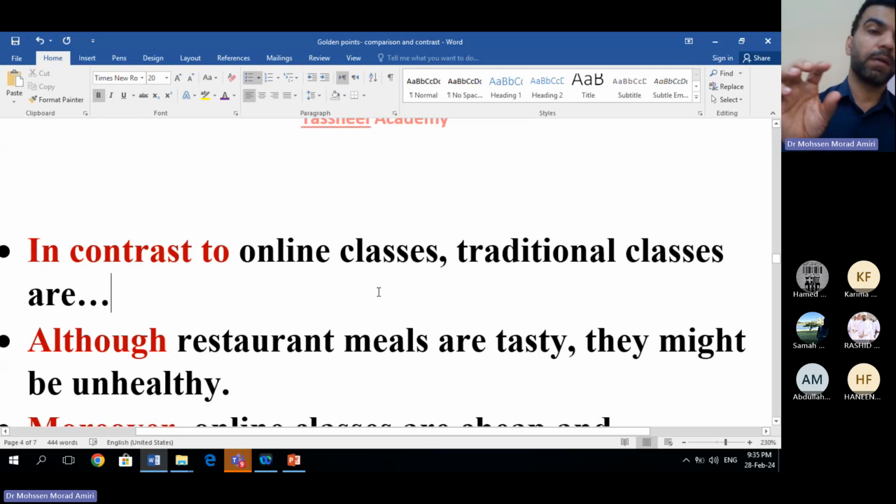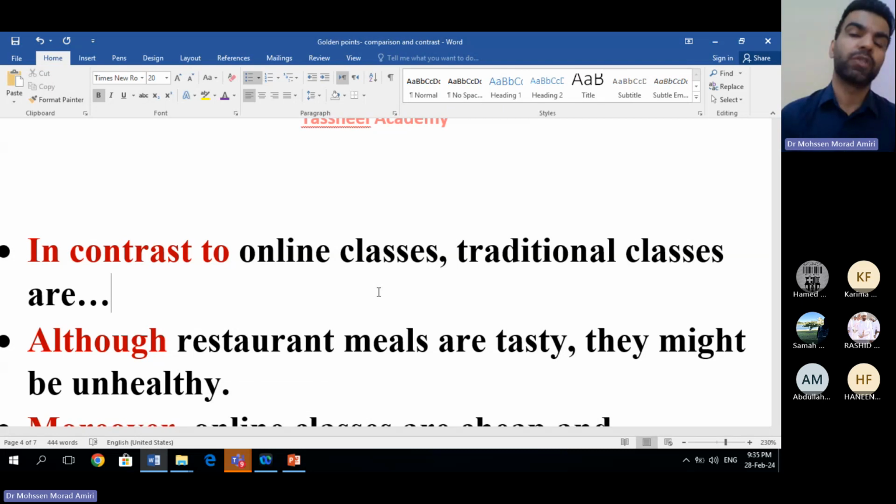Okay, another phrase that can help you in comparison and contrast is "in contrast to". How to make sentences with "in contrast to"? I don't know what you say it in Arabic. In contrast to. Look, guys, you need to make sentences, then it will be easy for you. You're talking about, for example, online classes, the benefits, the reasons why people prefer online classes. But on the other side, you should speak about why some people prefer traditional classes. So here you need to use also these words, "in contrast to".